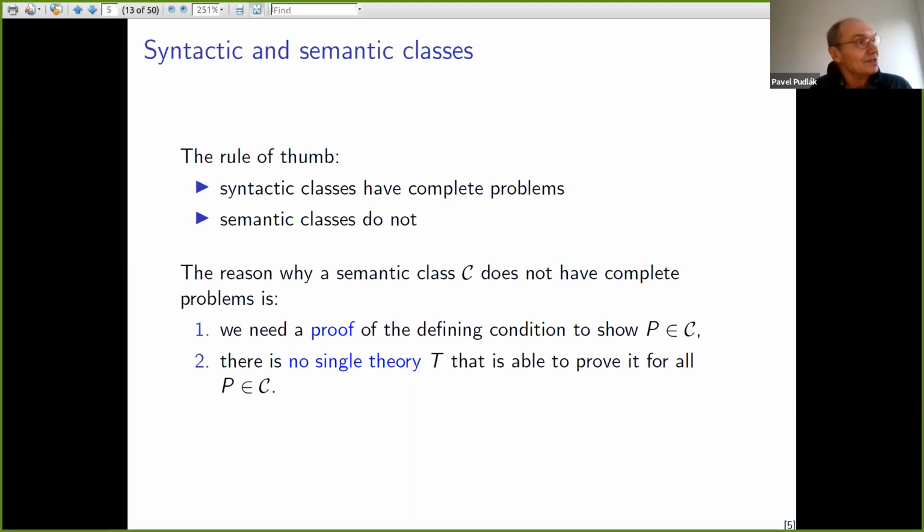Well, I don't understand this. I think that the semantic class is defined precisely like RP, BPP. Of course, they may be equal to P, and then they are not semantic anymore because they can be defined syntactically, but otherwise they are semantic.